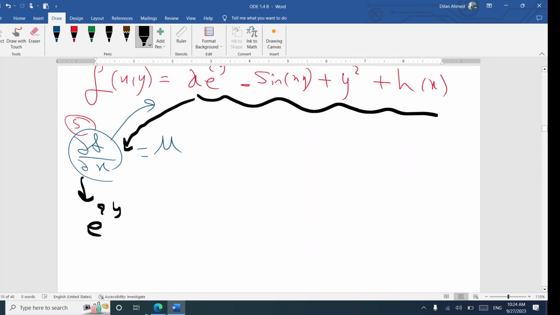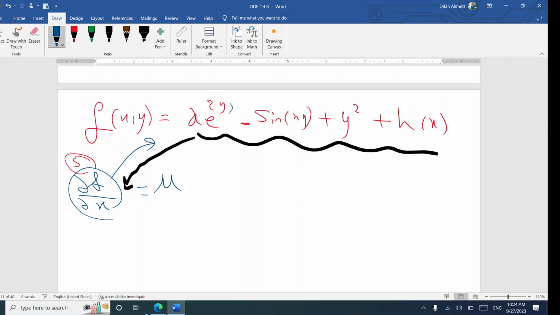Is equal to what? Derivative by x of x e to power 2y is e to power 2y, since e to power 2y is constant. Am I right? Minus the derivative of sine, cosine xy, times the derivative of the angle by x, only y. Derivative of y squared by x, zero. Derivative of h, h prime. Do you agree with me, Kaka?